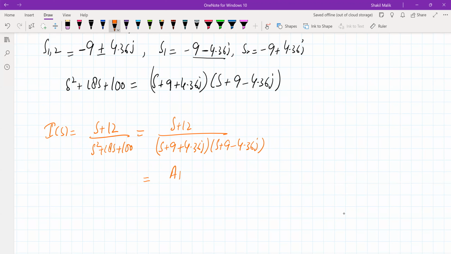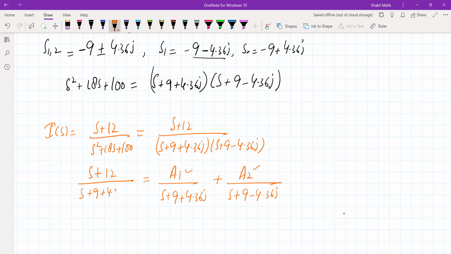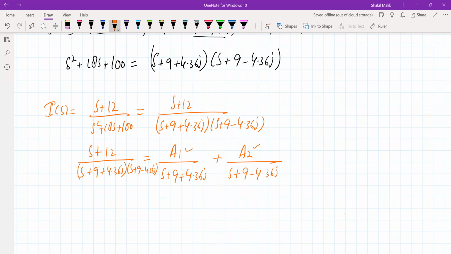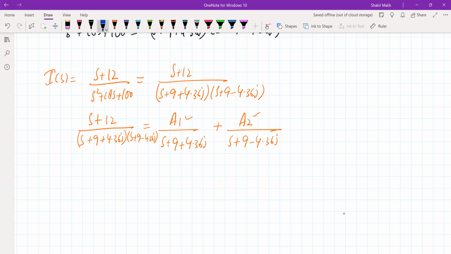So it will be a1 divided by (s plus 9 plus 4.36j) plus a2 divided by (s plus 9 minus 4.36j). Our goal is to find a1 and a2. How do we do that? By multiplying both sides by the denominator term, s plus 9 minus 4.36j.